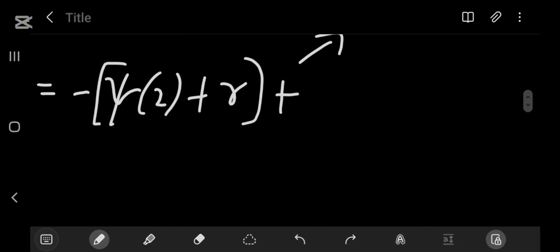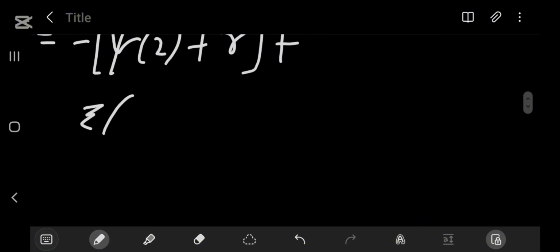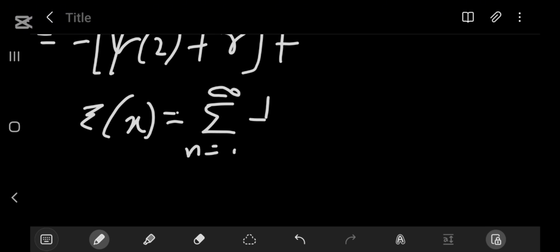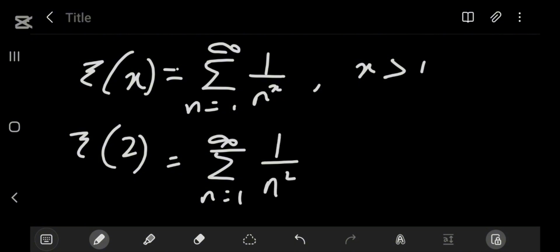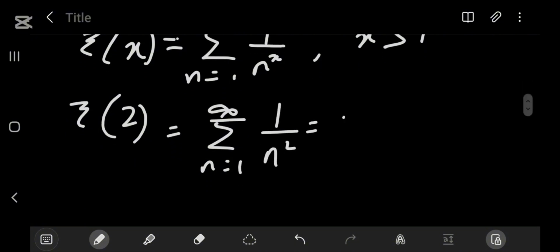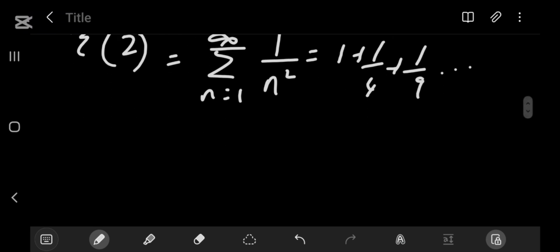The zeta function, we know, is zeta of x equals sigma n from 1 to infinity of 1 over n to the power x, where x is greater than 1. So we know that zeta of 2 is equal to the sum from n equals 1 to infinity of 1 over n squared, which is 1 plus 1 over 4, and goes on forever.